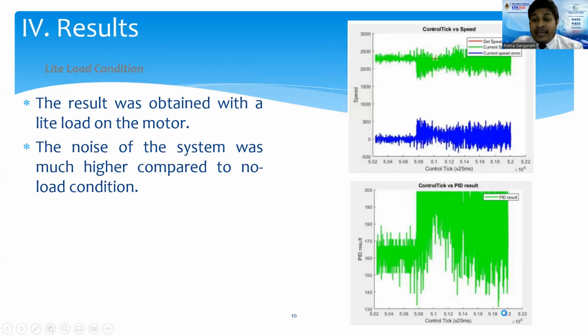These results were obtained with a light load condition on the motor. Therefore, it is possible to see the error increasing, with the speed deviating from the set speed until the system reaches the steady state. The controller still showed the underdamped characteristic, but the noise of the system was much higher compared to the no load condition.